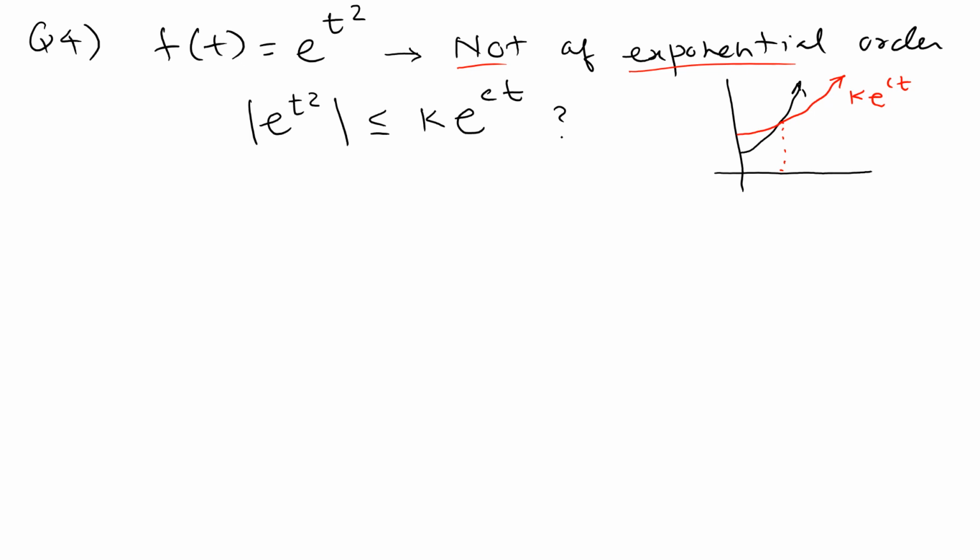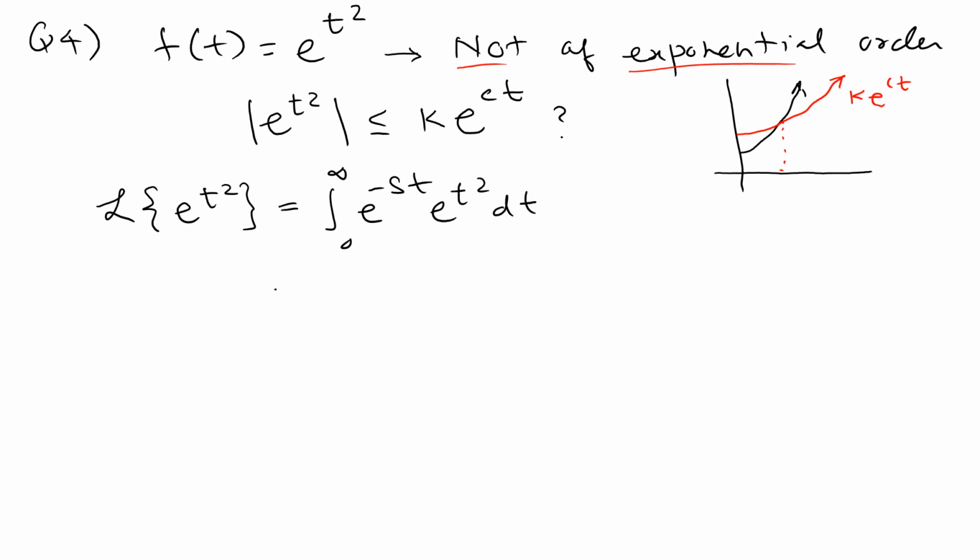So let's look at the integral and see where you get the problem. Let's start with the definition, which is e to the t squared. By the definition again, it is the integral from 0 to infinity of e to the minus st times e to the t squared dt. We combine them as before, so you can write this as the integral from 0 to infinity of e to the t squared minus st dt.